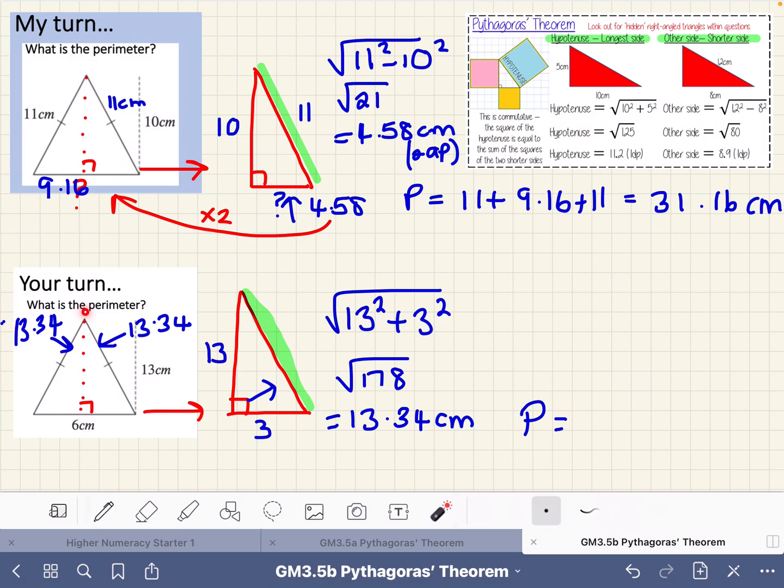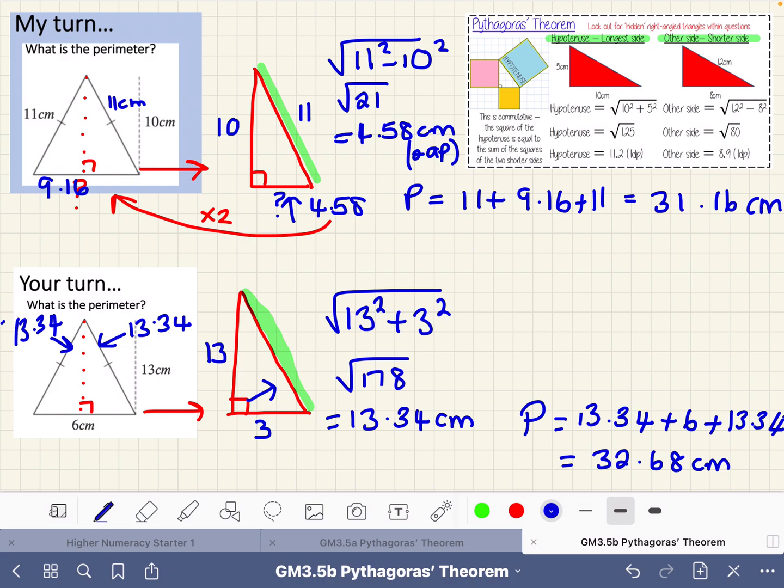I can now calculate the perimeter by looking for the distance around the shape. So starting here, I have 13.34, add the 6, add the 13.34, takes me back to the beginning. Which gives me a perimeter of 32.68 centimetres.